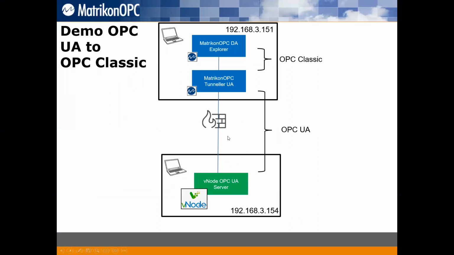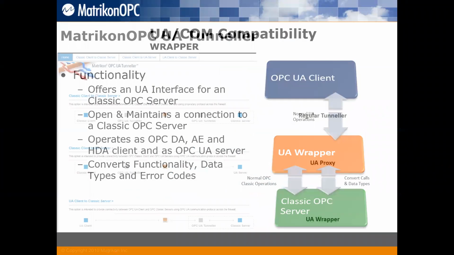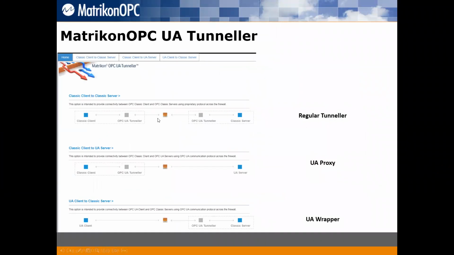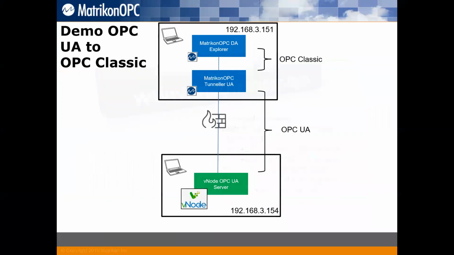So we saw the three functionalities of Tunneler. Let me go quickly into here. We saw these three functionalities: classic to classic, UA to DA, or DA to UA. So using this Tunneler, you can configure these three functionalities. Let me minimize this and go back to the end of this.